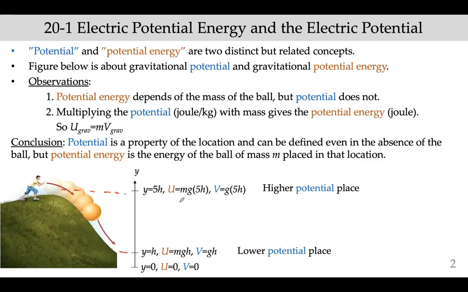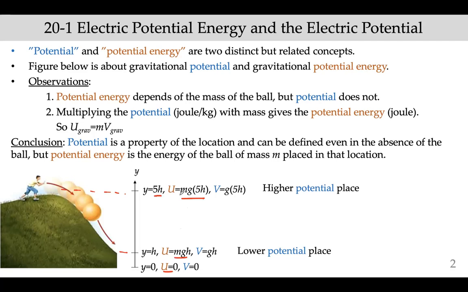Now we can write potential energy. I think you are familiar with gravitational potential energy. It's basically mg times the coordinate. In this case, this point is 5h, so mg5h. At this point, the potential energy is mgh, and at this point, it's 0 with respect to this coordinate system.